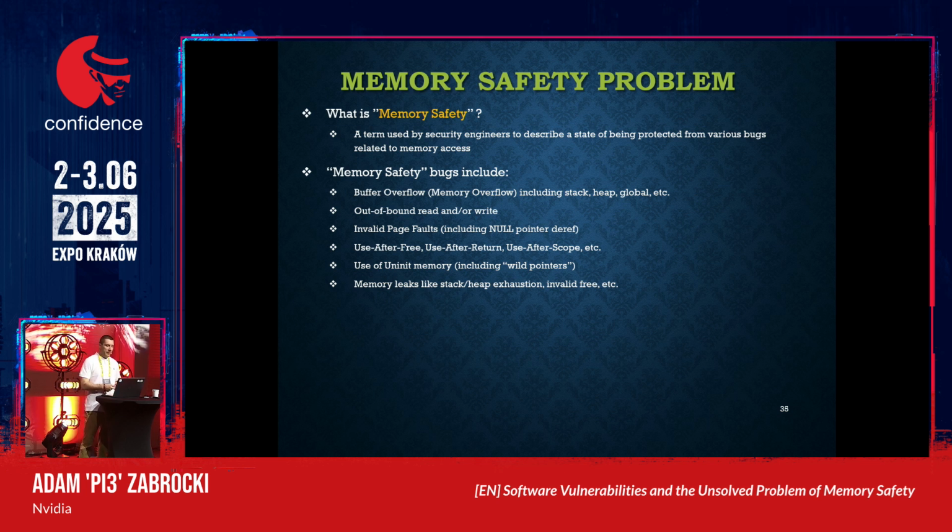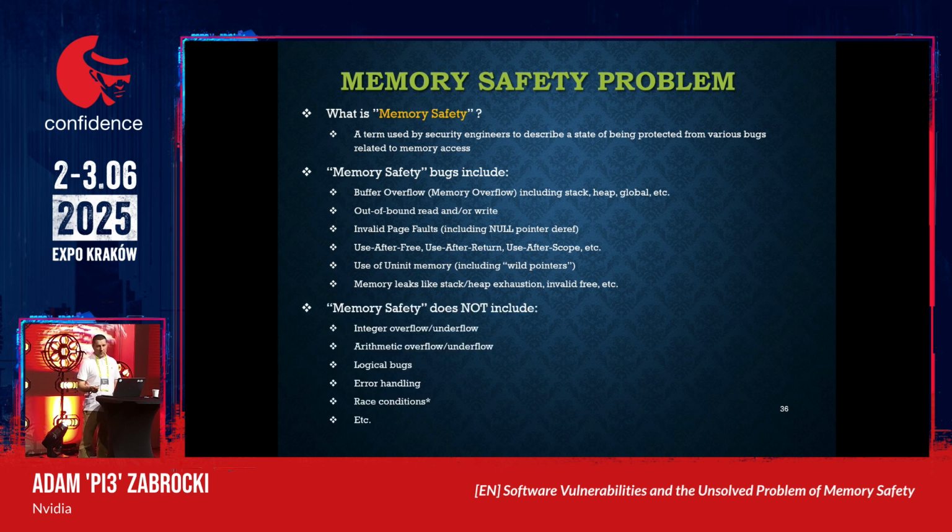Memory safety bugs include any type of overflow in memory, be it stack, heap, globals, whatever you can choose. Out of bound read and write is a memory safety bug. Invalid page fault, including null dereference. Use-after bugs, there are tons of those, like use after free, use after scope, use after return. All of those are memory safety bugs. Uninitialized memory is a memory safety bug. Memory leaks, stack exhaustion, heap exhaustion, invalid free. This is memory safety. But as I mentioned, not every security bug is a memory safety bug.